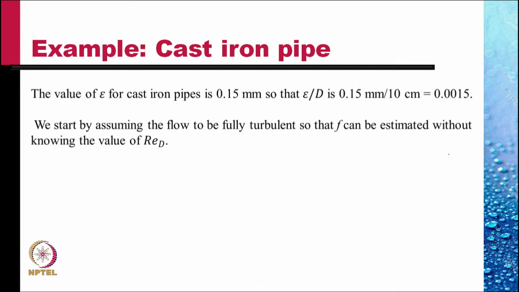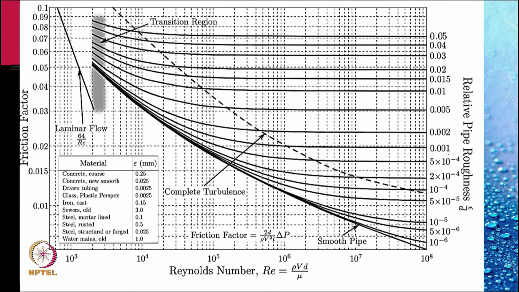The value of epsilon for the cast iron pipe is 0.15 millimeter, so that the epsilon by D is 0.0015. We start by assuming the flow to be fully turbulent, so that F can be estimated without knowing the value of Reynolds number. From the chart, we enter at 0.0015, the value of epsilon by D, the relative pipe roughness. In this, we get a value of F as 0.021.